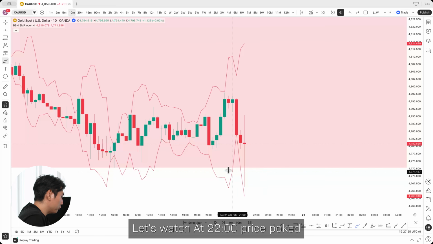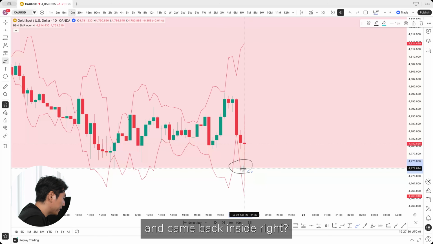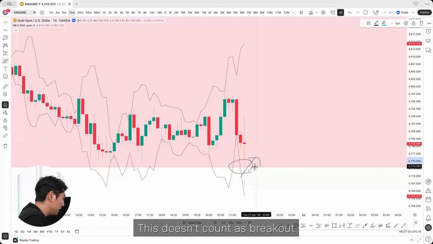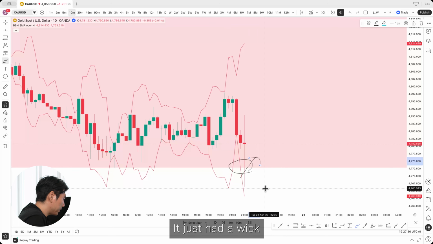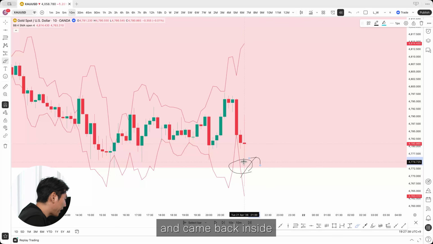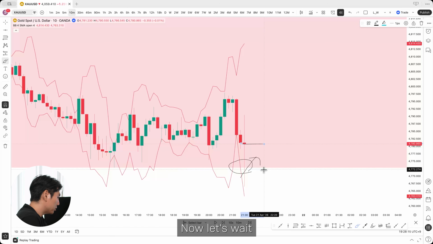Let's watch. At 21:30, price poked the bottom of the box and came back inside, right? This doesn't count as a breakout. It just had a weak poke and came back inside. The close was inside. Now let's wait for the next candle to close.